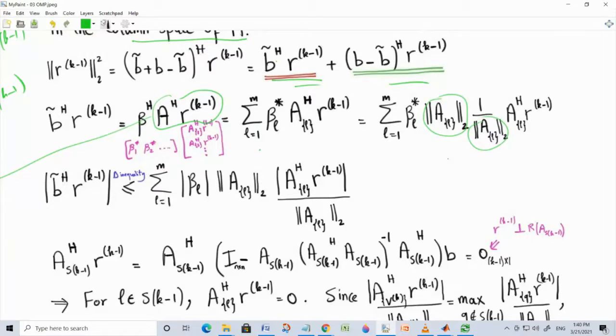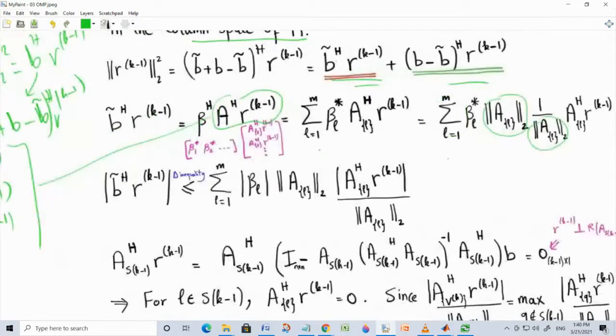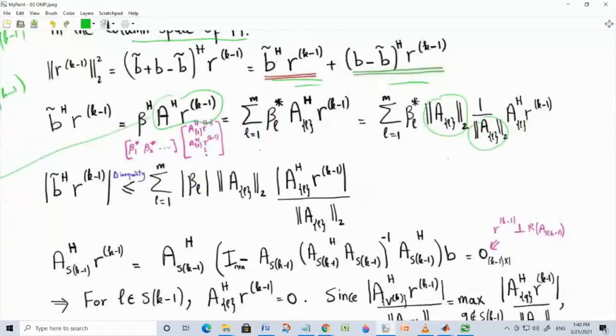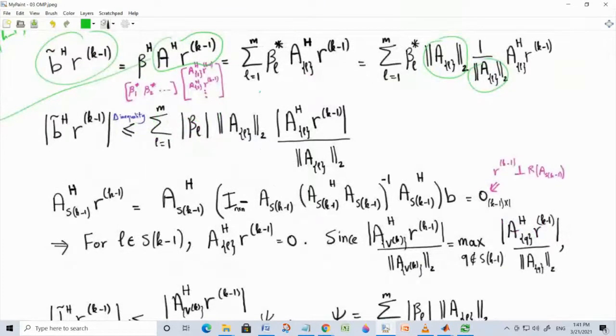We will assume, of course, that we are not including an all-zero vector in the columns of A. Then what we will do is upper bound this guy by the triangle inequality, so we have an upper bound which is the magnitude of this and the magnitude of that term here.